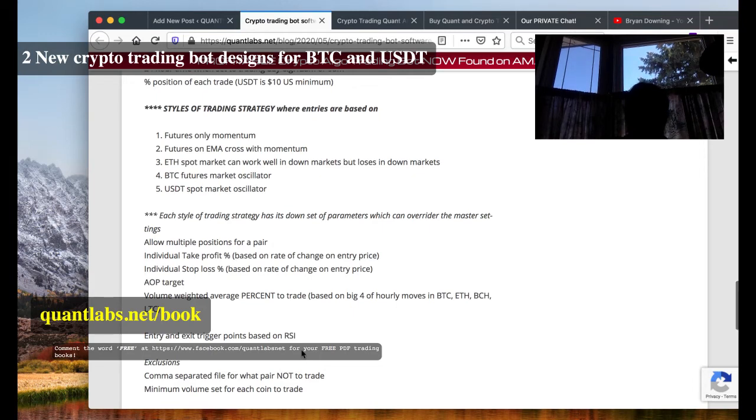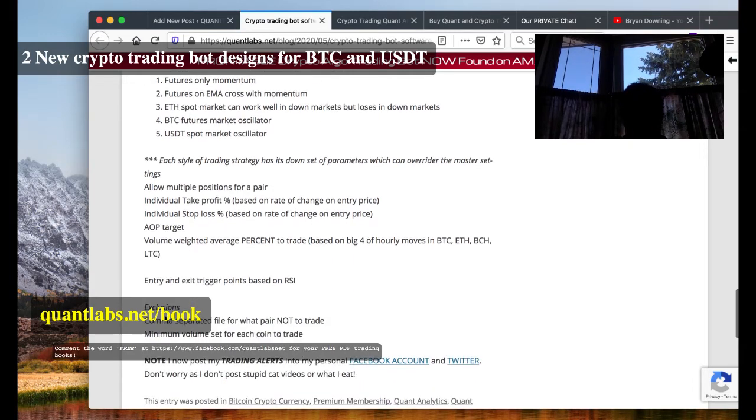Okay. So the exclusions. Somebody asked and said outright they don't want to trade certain pairs. That's fine. I can set that within a comma separated file that will be sent out with the bot, and then the bot will check that list to see if you want to trade a particular pair or not for whatever reason.